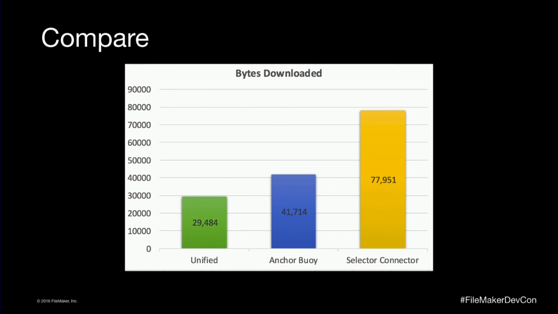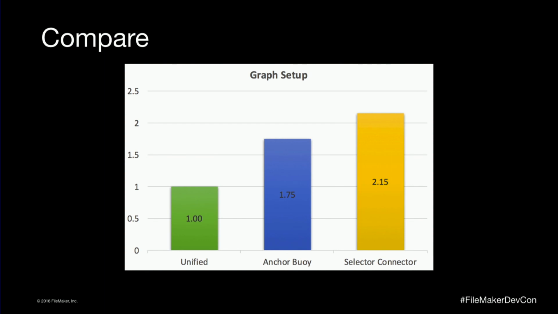And this is how long it took me to set up the graph. And really, I didn't measure that exactly in hours. I kept track of that, but I've since lost that because this is last year's graphic. So what I did is I made unified equal to 1, and then everything else is relative to that. So the anchor buoy took me about 1 3/4 times, almost twice as long to set up as the unified graph did because it was just a much bigger, more complex graph. And the selector connector was about twice as long. And again, it's just because I had to set up more stuff.